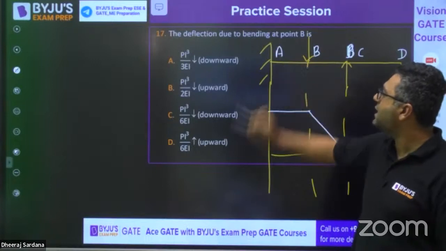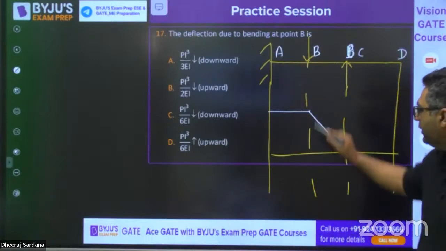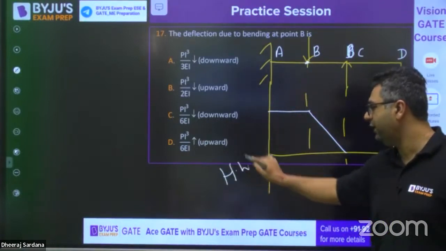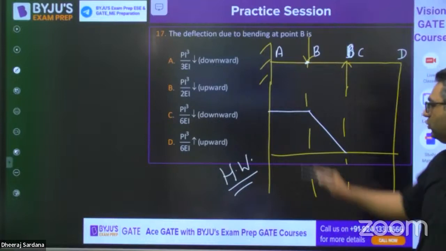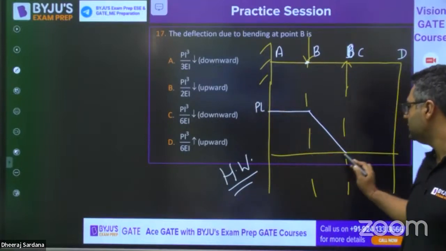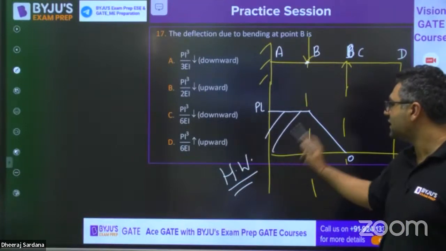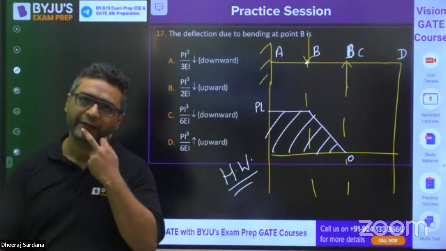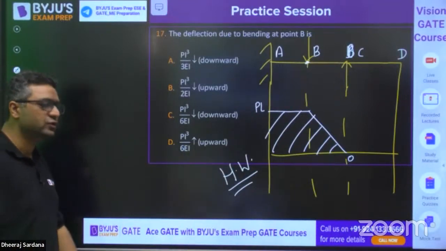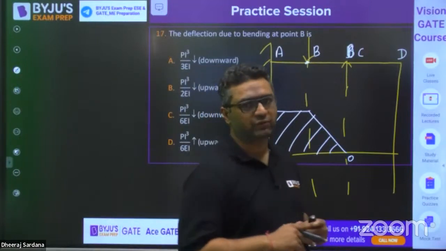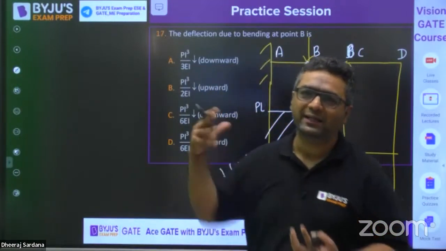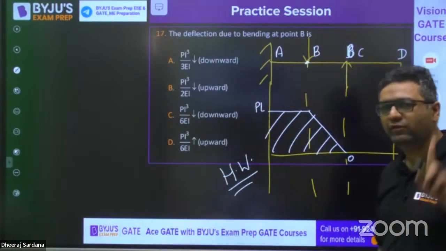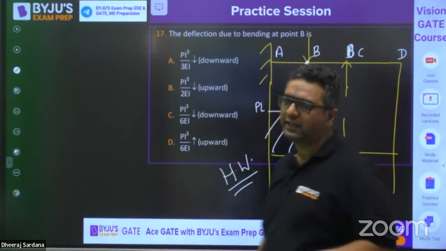This is A. They are asking you the deflection due to bending at point B. So you need to find out the deflection at B. This is your homework question. I have already shown you the BMD. This is PL. Okay. This is 0. So you can use the moment area method and find out the deflection for this case. Okay. So I expect you will be giving the right answer. So you can answer in the comment section of this question so that I get to know who are taking this session serious. Then I will be telling you there that answer is correct or not. If you will give wrong answer, I will share the solution on my Telegram.